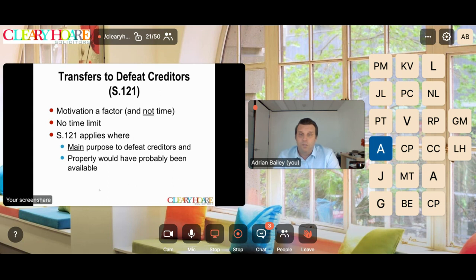If we're already getting sued, or our clients are already getting sued, no, we can't do any work at that time in terms of protecting against that claim and not get caught by a transfer to defeat creditors. Because motivation is a factor, not time, and there is no time limit for transfers to defeat creditors. Remembering our two main parts in order for it to apply is that our main purpose is to defeat creditors, and the property would have been available.